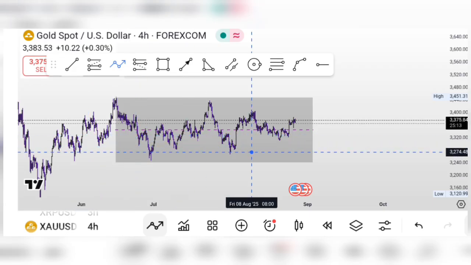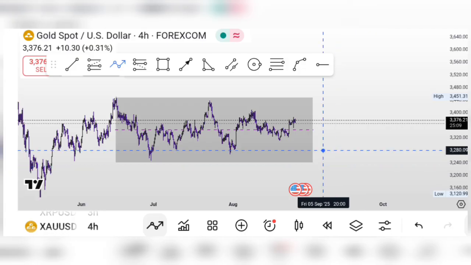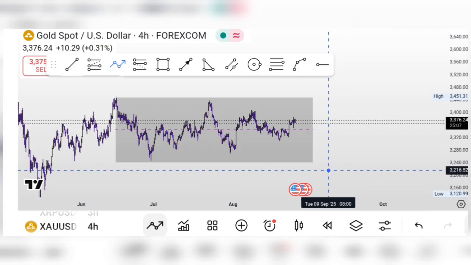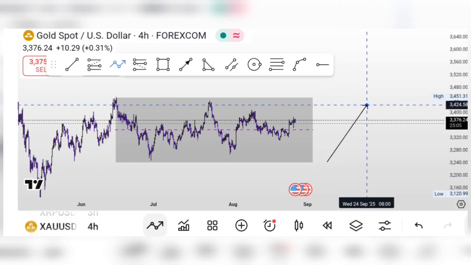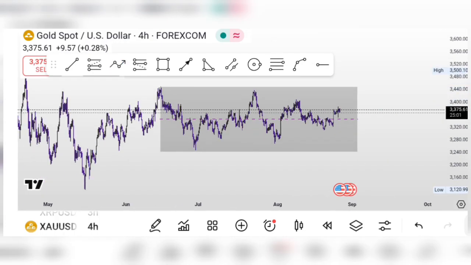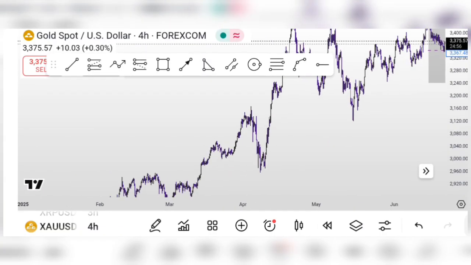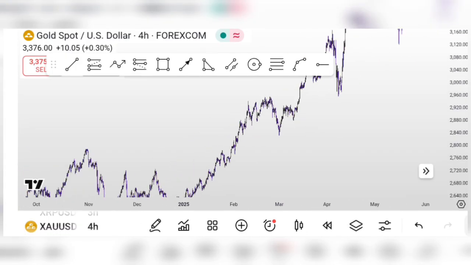But as a price action trader, this is very risky for us to enter. We don't enter a sideways or ranging market. We leave the market and see whether it goes up or down. And for the uptrend, this is an uptrend here now.